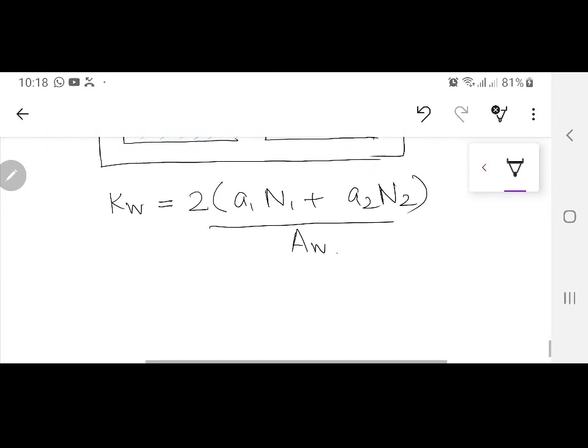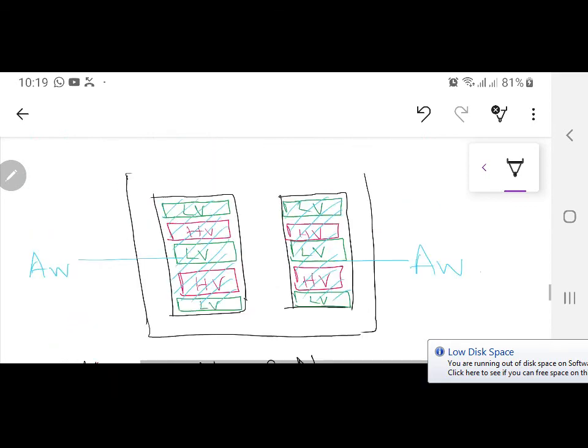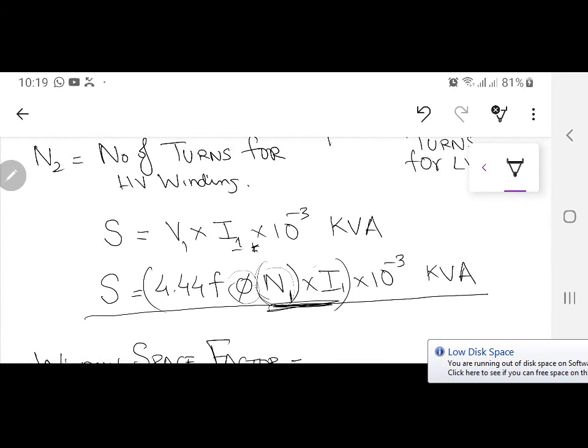So this time, after doing all those calculations, I am not going to repeat that one, you can do it yourself. So Kw is equal to, this is equal to 4 times N1 I1 divided by delta AW. Now, the original equation will also change here, because previously if you remember, this one was V1 into I1 into 10 raised to the power minus 3. When it's a 3-phase transformer, then S is equal to 3 times V phase I phase current into 10 raised to the power minus 3.